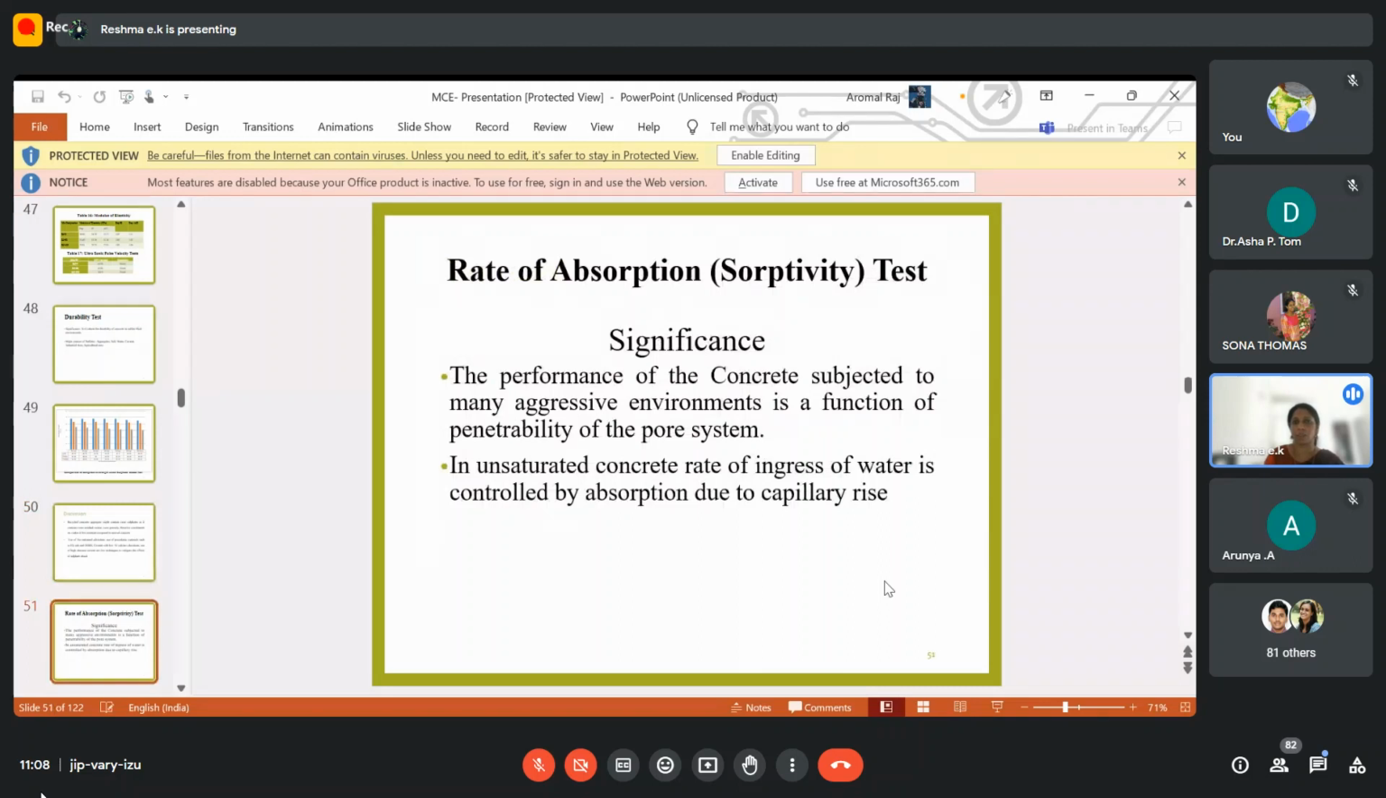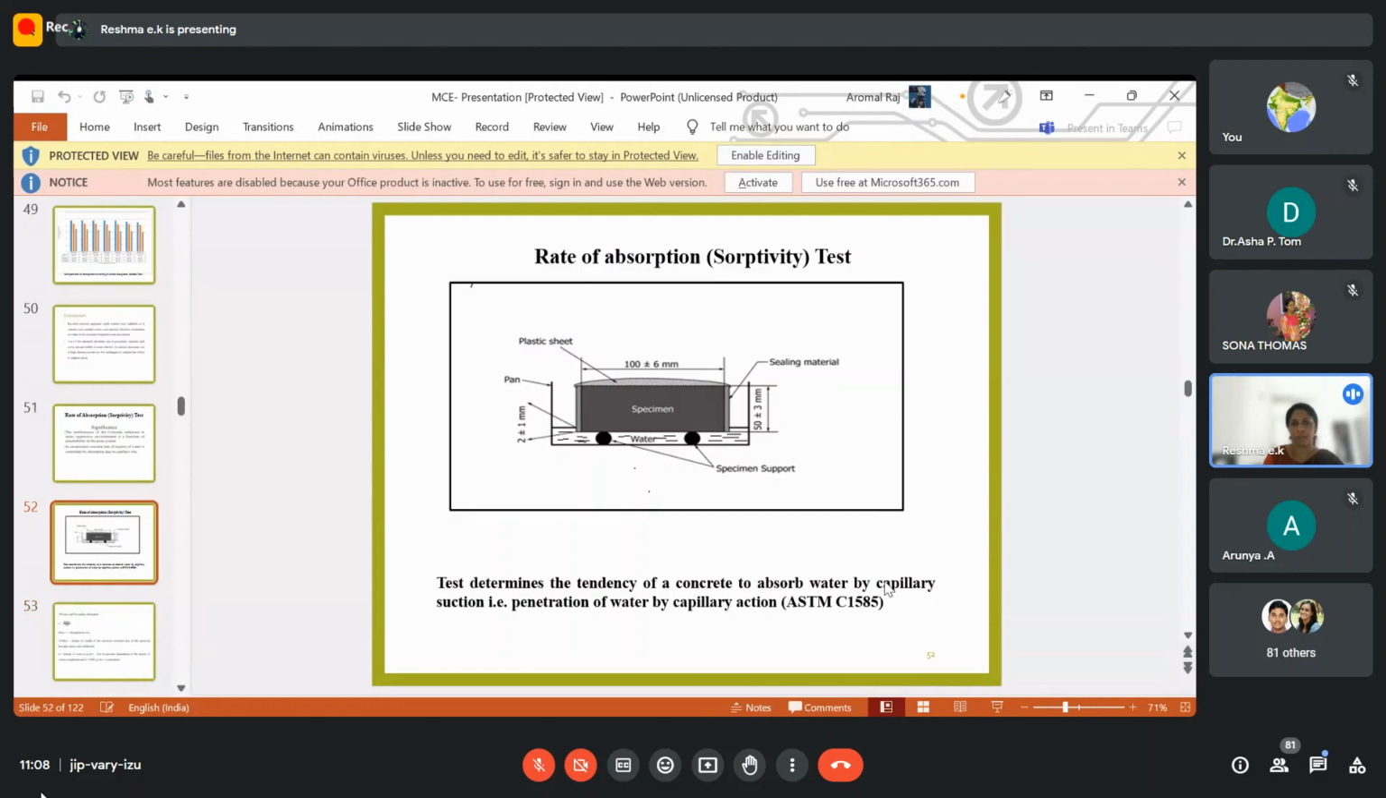And the next one is rate of absorption. So it's not absorption from the top. This is unidirectional. This represents unidirectional capillary rise, one directional flow. This is the test setup. This test is done as per ASTM C1585.